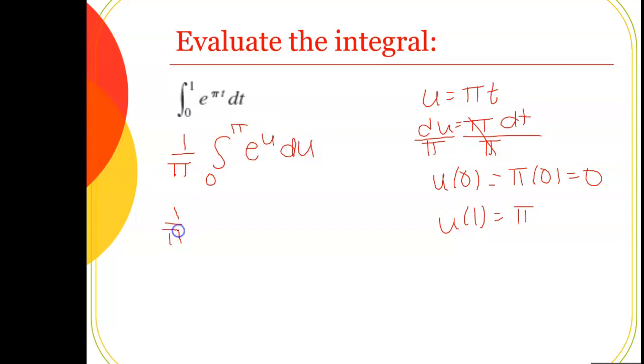So 1 over pi, e to the pi minus e to the 0. Now don't goof that up. Anything to the 0 power is 1. So we get 1 over pi e to the pi minus 1 over pi.